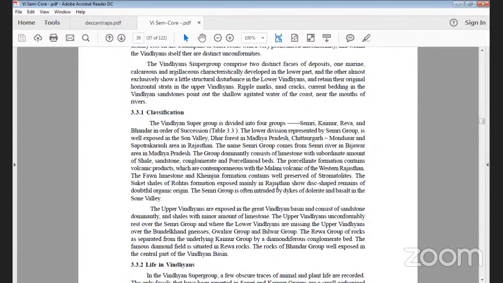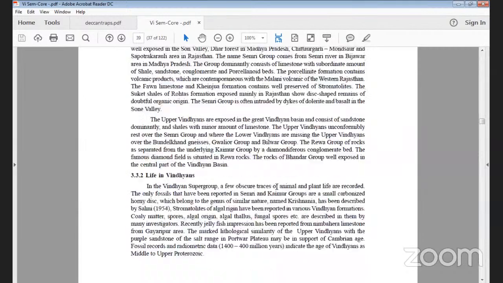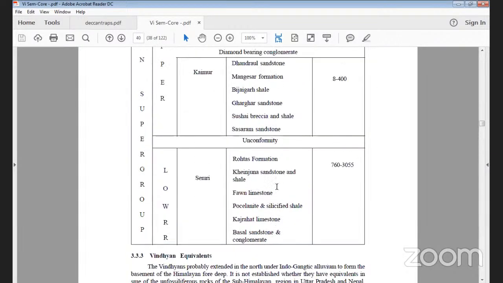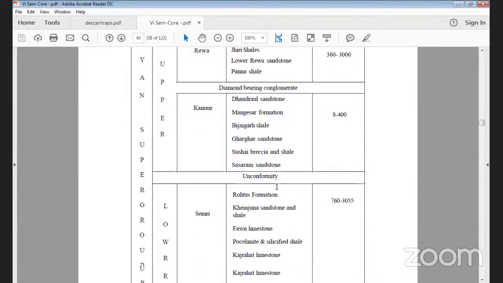The Vindhyan supergroup is divided into four groups. One is Semri, the second is Kaimur, the third is Rewa, and the fourth is Bhander. Here we see the lower group, the complete lower formation, which contains the Semri group.